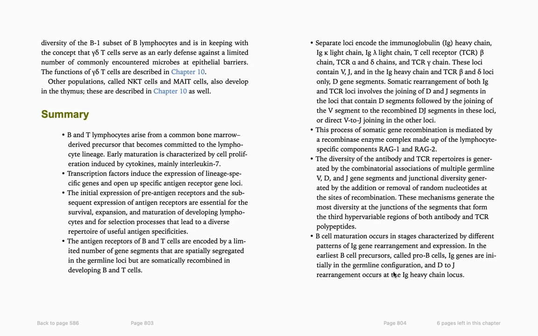For unknown reasons, this limited diversity is similar to the limited diversity of the B1 subset of B lymphocytes, and it is in keeping with the concept that gamma delta T cells serve as an early defense against a limited number of commonly encountered microbes at epithelial barriers. The functions of gamma delta cells are described in chapter 10. Other populations called natural killer cells and mast cells also develop in the thymus. See the description in chapter 10 as well.